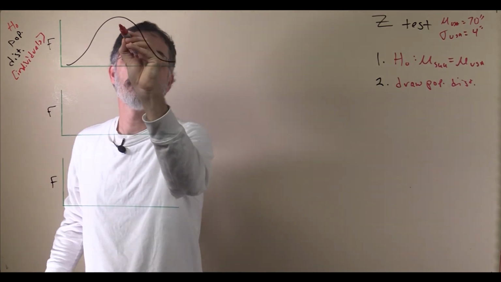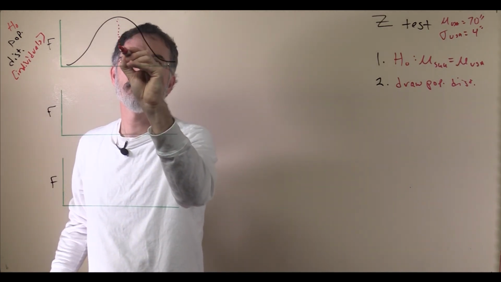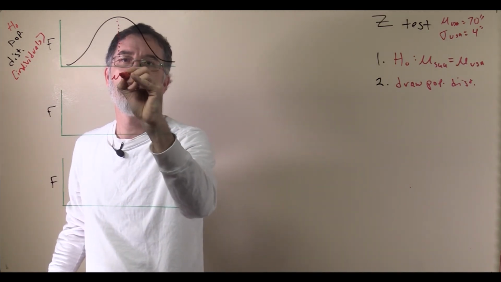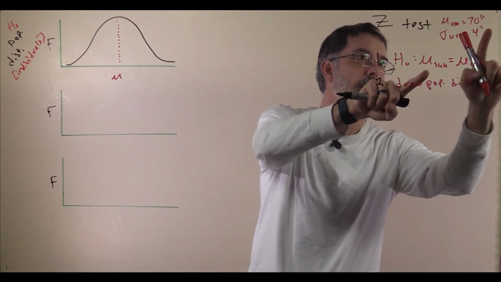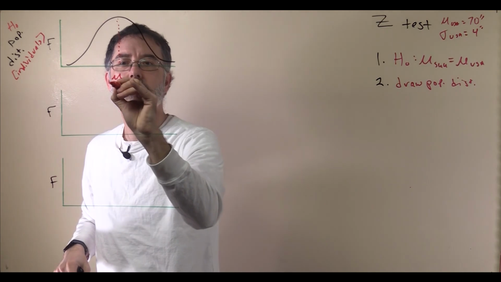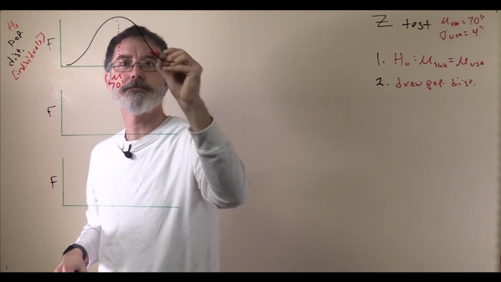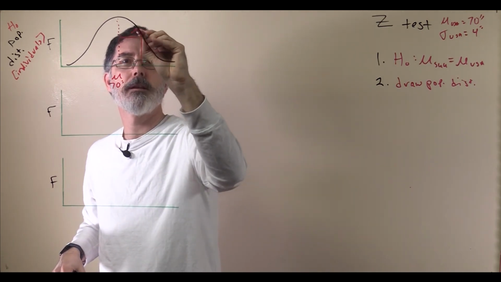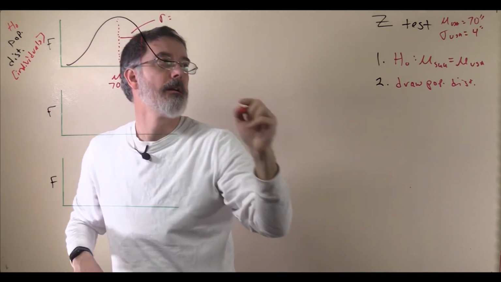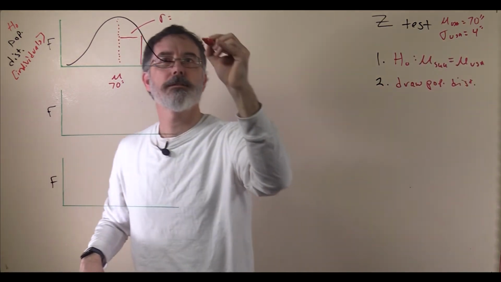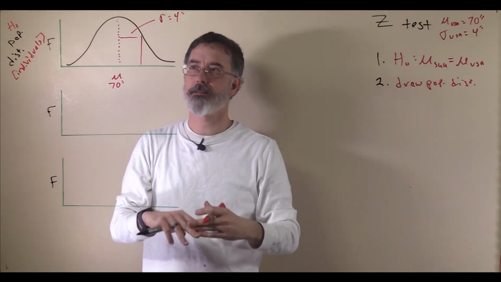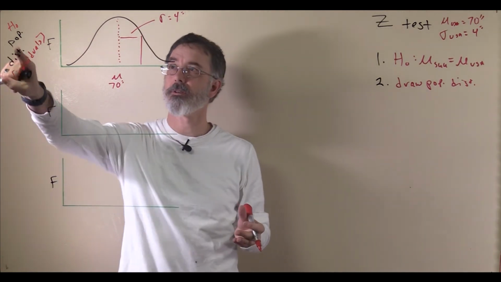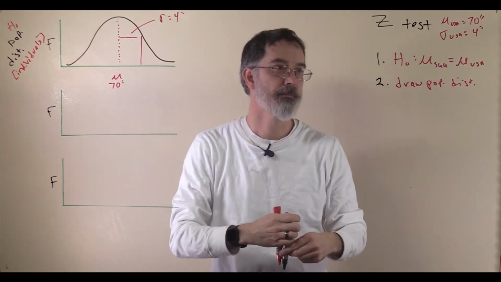So what we can do is, that's enough for us to tell what the mean is. The mean is going to be 70. So that's the mean of American men, 70 inches. The standard deviation is known, 4 inches. Okay, we know the shape, the mean, and the standard deviation of our population distribution if the null hypothesis is true.